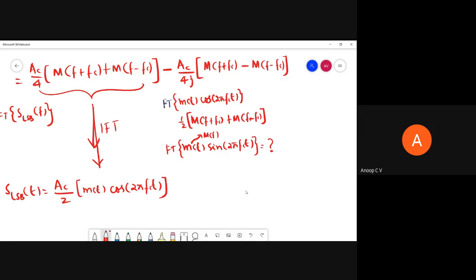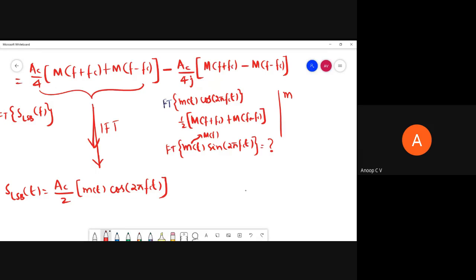So we know one more result, the frequency shifting property. Somebody was asking for the proof of the frequency shifting property: how can you tell that if you multiply m(t) with e^(j2πfct), the spectrum gets shifted by an amount fc? Some people ask me that. For that, I have included the proof in the last video.